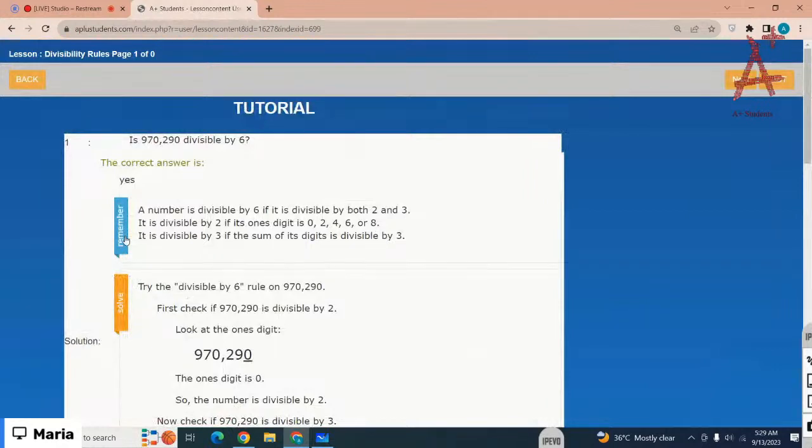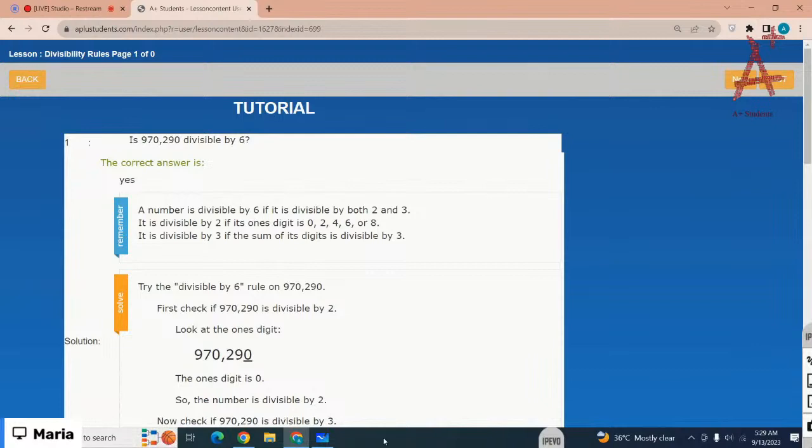Is 970,290 divisible by 6? You have to apply the divisibility rule for 6. That is, the number must be divisible by 2 and divisible by 3. First apply the divisibility rule for 2. The rule for 2 is that the ones digit must be even: 0, 2, 4, 6, or 8. So just look at the ones digit.